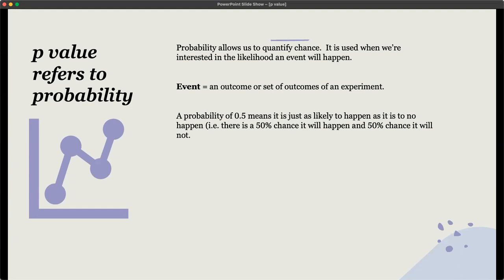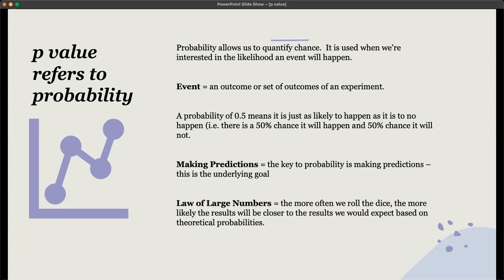And of course, 50-50 is not what we're looking for in our studies. We want to know that it's not happening by chance. So we use inferential statistics to make predictions. And the key to probability is making predictions, and this is the underlying goal.